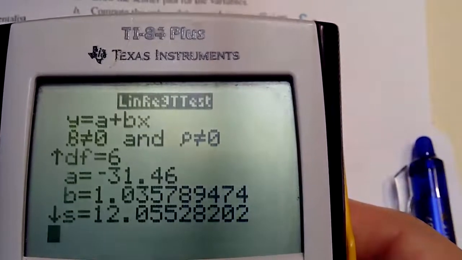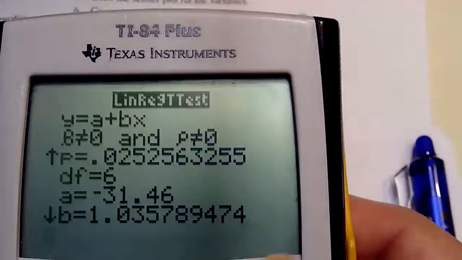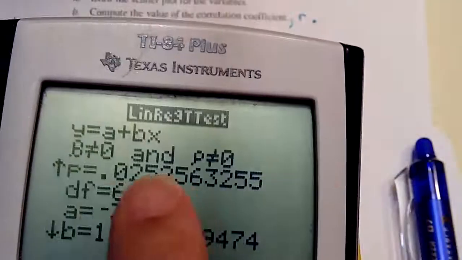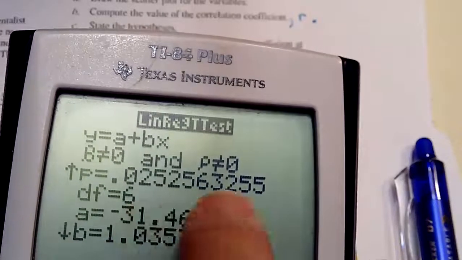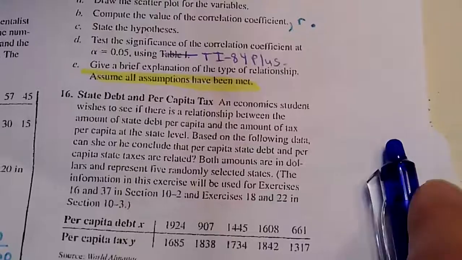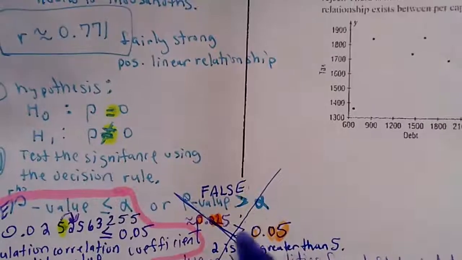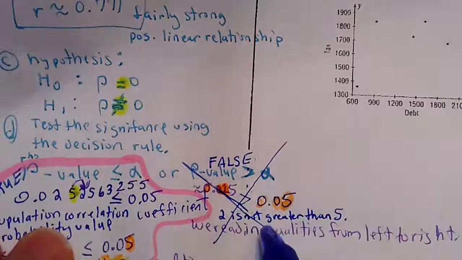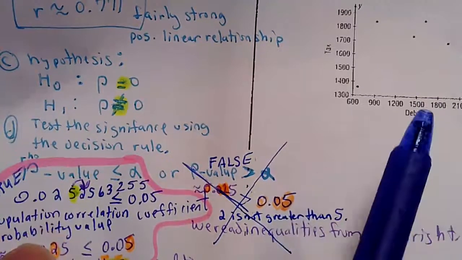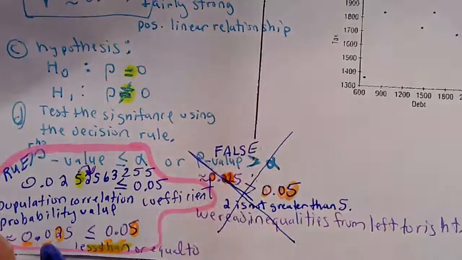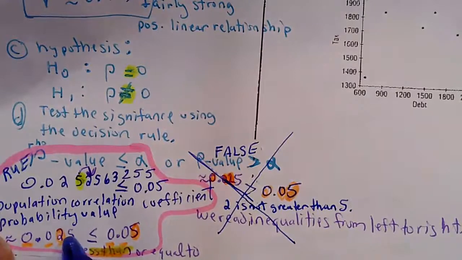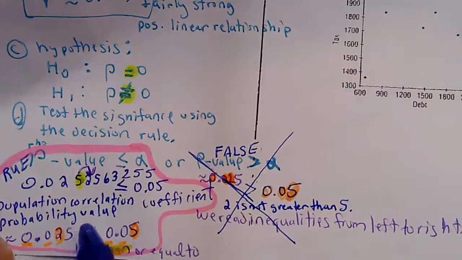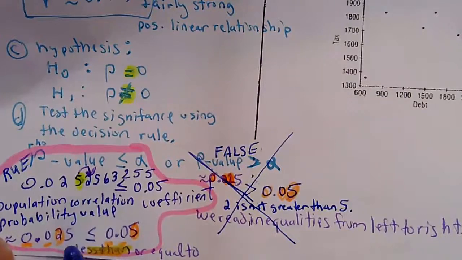Where was our p-value? Go back up. There's your p-value, probability value. And then I just rounded that, I think, to the nearest thousandths. I could have also used the hundredths. See, this is in the hundredths place. So I could have also used the hundredths place. But that's fine. I used thousandths, so that's okay.